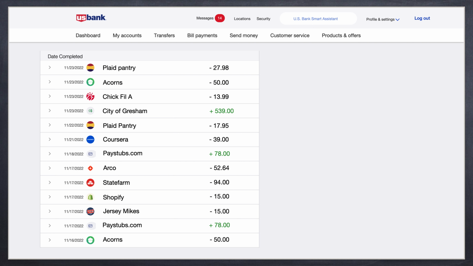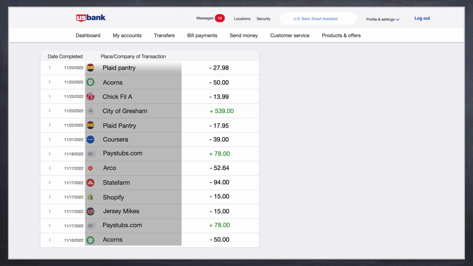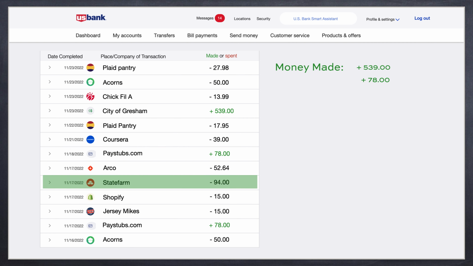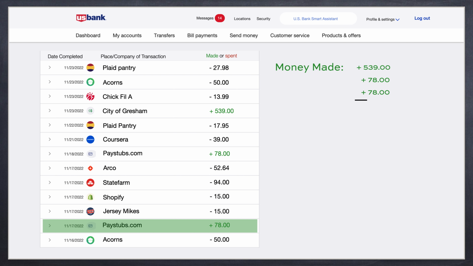In this first column, it's going to be the date of the expense. In the second column, it's going to be the place or company of the transaction. And then in the last column, it's going to be if they made or spent the money. So let's take a look at this. And what we're first going to do is let's find all the money this person made for the week. And so that's going to be in green. So again, you see City of Gresham plus 539, paystubs.com plus 78, paystubs.com plus 78. So in total, this person made $695 deposited into their bank this week.